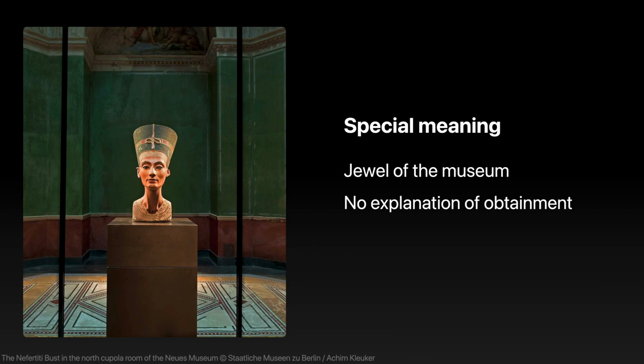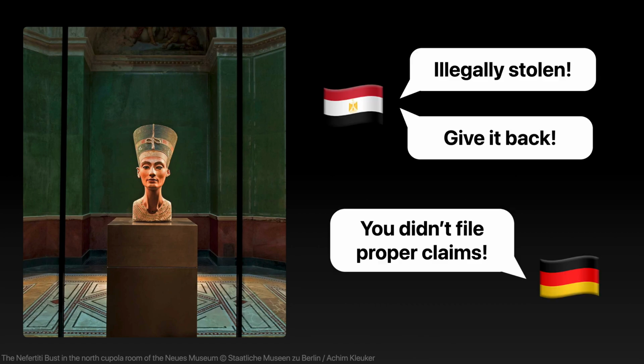But at the same time, the museum has no explanation of how it was obtained. How does it get from Egypt to Germany? The museum doesn't explain. And that caused some controversy. On the one hand, Egypt argues it's illegally stolen: give it back to us. On the other hand, Germany was like, no, you didn't file all of the things. You cannot get it back. You should file them first. It's controversial.